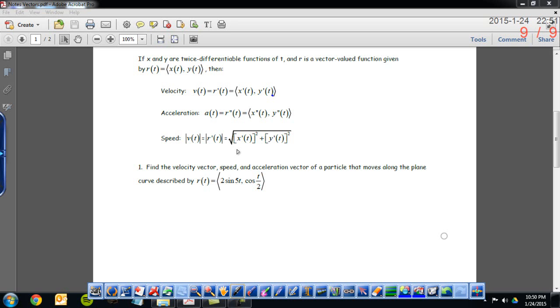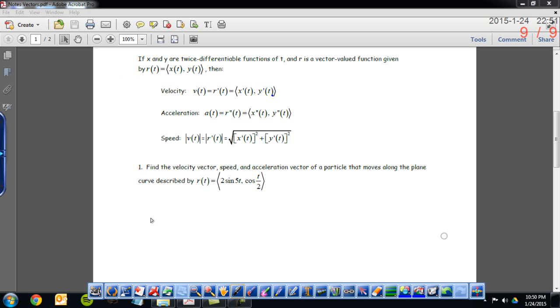All right, so let's put this to use. Find the velocity vector, the speed, and acceleration vector of a particle that moves along the plane curve described by r of t equals 2 sine 5t comma cosine t over 2. All right, I'm going to go through the rest of these problems pretty quickly, so feel free to pause the video if you need to catch up.